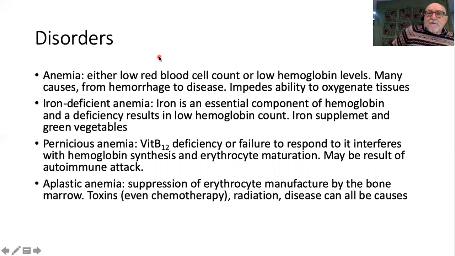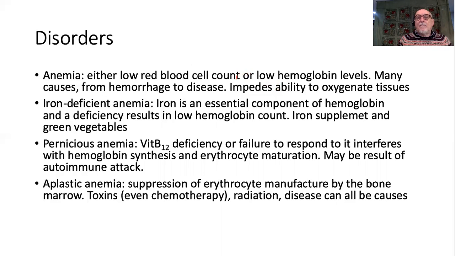There are many, many causes for this. And it is more common in women, probably because of monthly menstruation. But it can arise in anybody, and it can arise for many different reasons. Severe anemia impedes the ability of the blood to oxygenate tissues, with obvious effects. The metabolism of all of the body cells is going to be drastically affected. Characteristic of anemia are things like fatigue, breathlessness, and this sort of thing in severe cases.